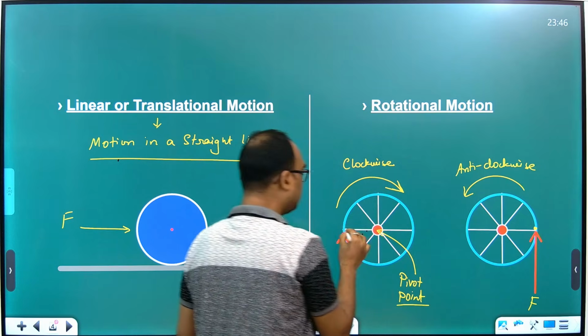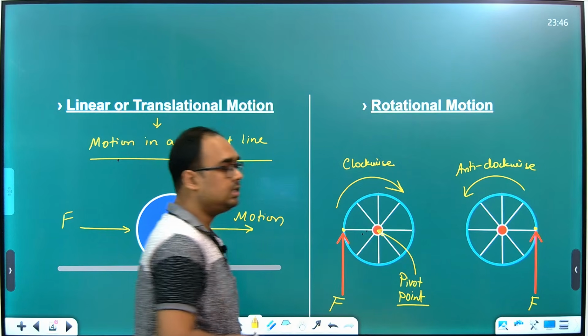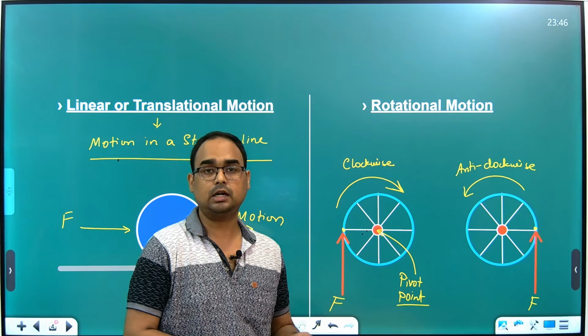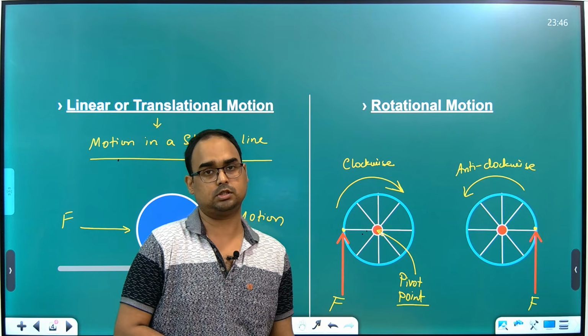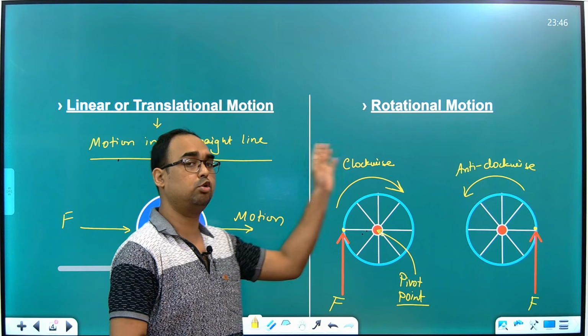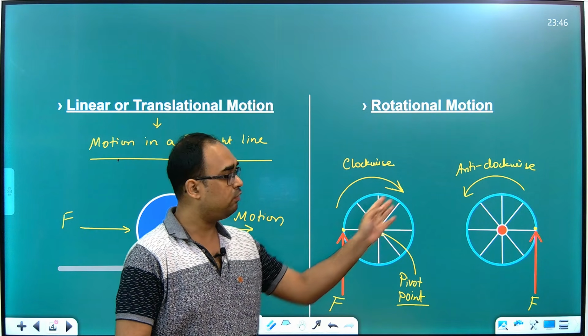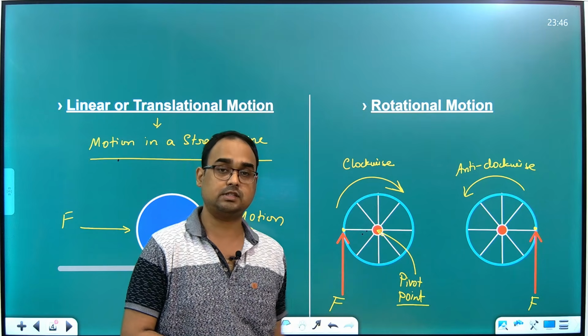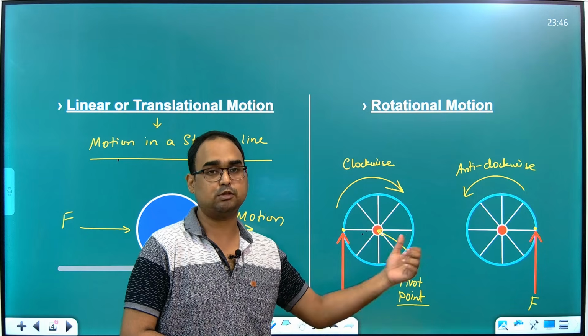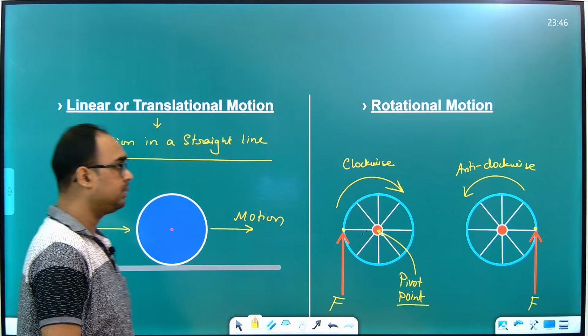So you can see one thing, that by changing the point of application of force, you can change the rotational motions. Okay, so if you apply force on the left hand side of the steering, it is going to go in a clockwise manner. If you are applying force on the right hand side of the steering, it is going to move in an anti-clockwise manner. So the two types of rotational motions are over here.